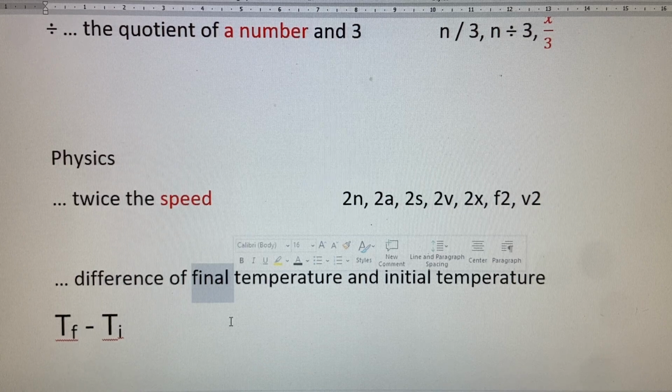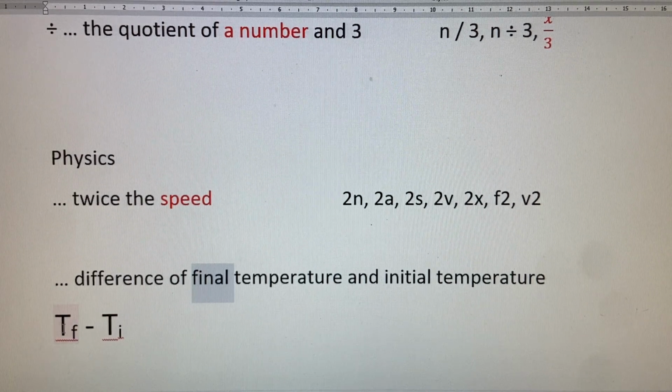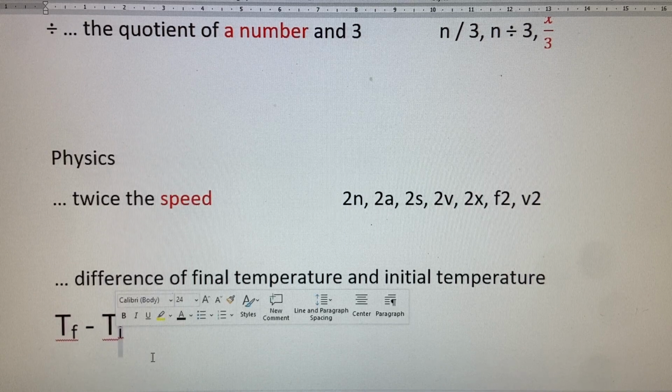What they do in physics and applied math is this. Temperature final, temperature initial. You see they put the adjective after the noun, such as in some languages where the adjective follows the noun. So instead of blue house, it's house blue in some languages, okay? And something like this happens here. So temperature initial and temperature final are abbreviated like this. This is called a subscript.